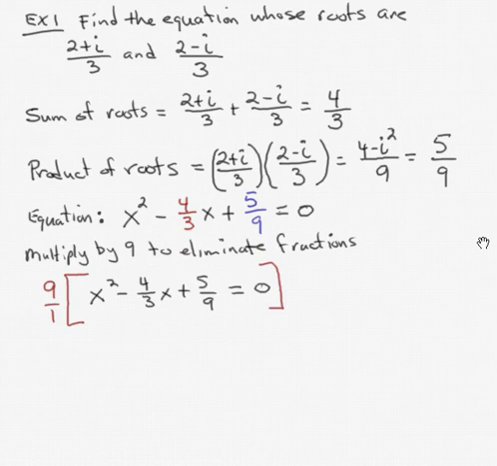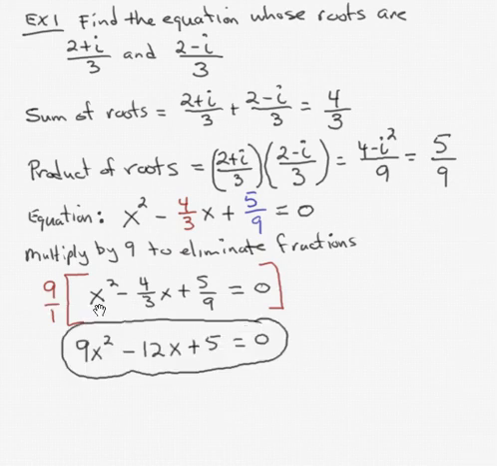So multiplying everything by 9 will give me 9x squared. 4/3 times 9, the 3 and 9 cross reduce to 3 times 4, which is minus 12x. And then when I multiply 9 times 5/9, the 9's reduce and give me 5. So my equation in simplest form is 9x squared minus 12x plus 5 equals 0. Very handy indeed, and all we had to do was add our solutions together, multiply our solutions together, put them in the formula, and eliminate the fractions.